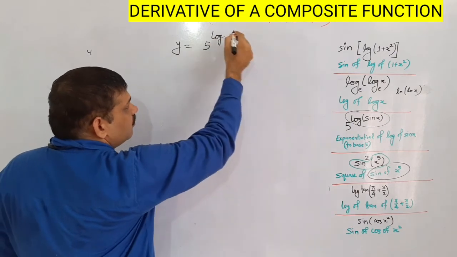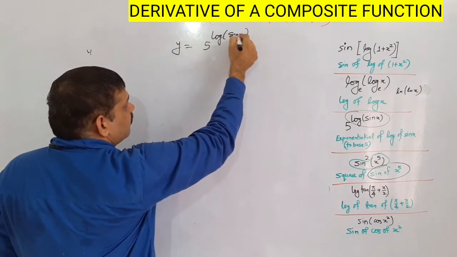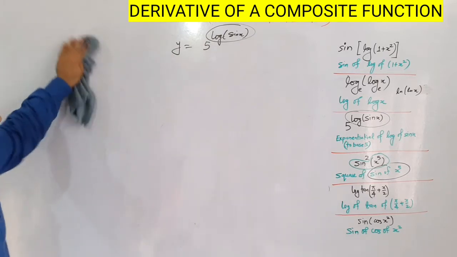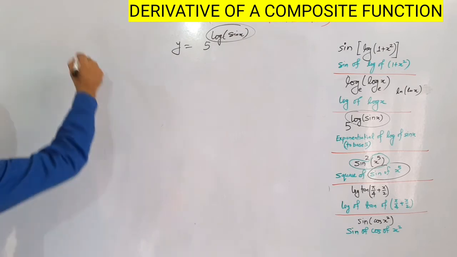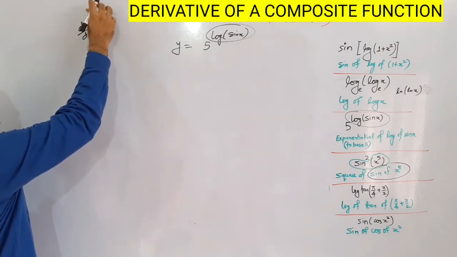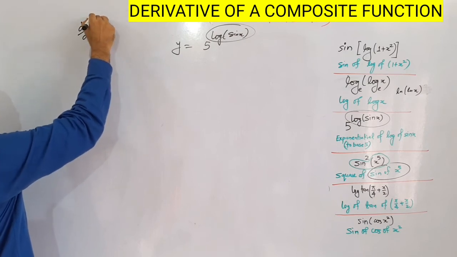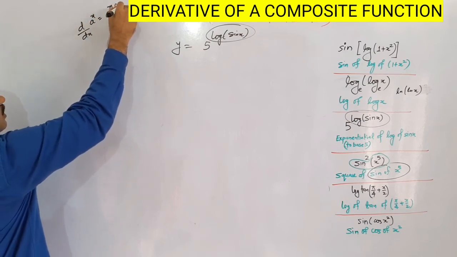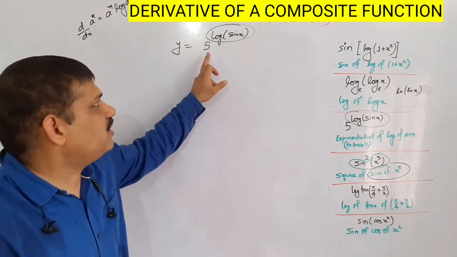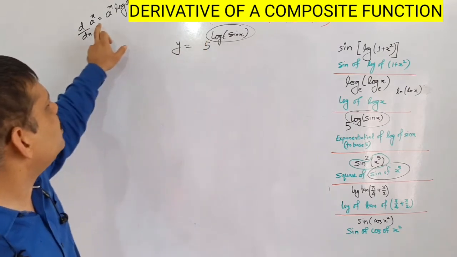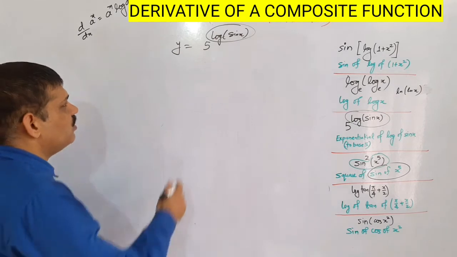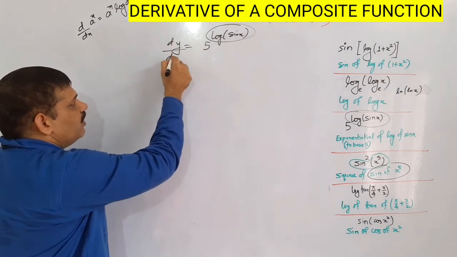Now we take this, the exponential of log of sine x to the base 5. Log of sine x. If we treat it as u, then a raised to u, a raised to x, is a constant raised to a variable. The derivative of a constant raised to a variable is a raised to x log of that constant. So here it is constant raised to variable, a raised to x log of that constant, log of 5. So on differentiating we get derivative of y with respect to x.